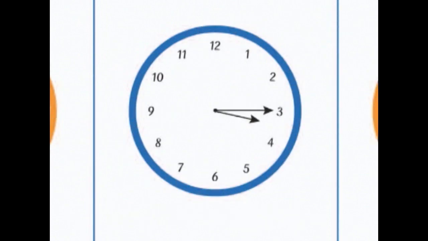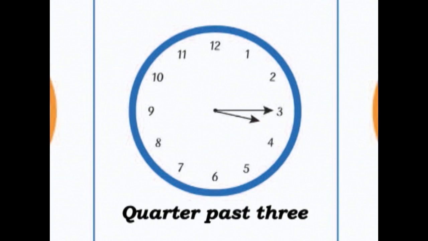Let's look at the next clock. The big hand is pointing at 3, and the small hand is pointing just past 3. So it's 3:15. You get it?